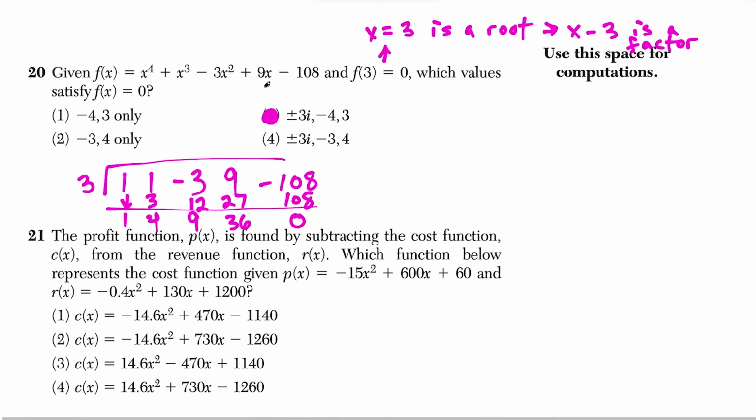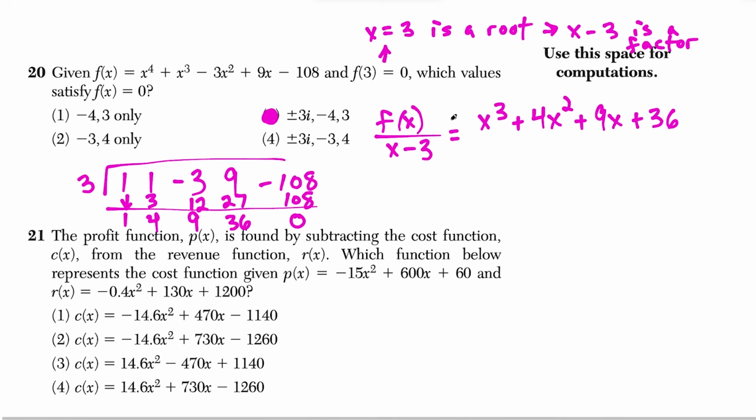Okay, so what I'm doing here is dividing x to the fourth plus x. Actually, I'll just write it like this. So I have f of x divided by x minus 3. And this is equal to, so the coefficients tell us what we need next. And that's going to give us x to the third plus 4x squared plus 9x plus 36. And now for this one, what I could do is factor the right side. So this tells us then that the right side, we could factor to, and I'll just go ahead and do this.